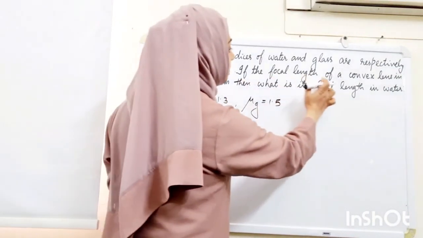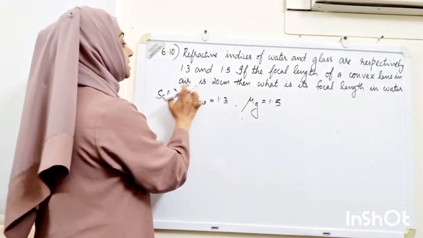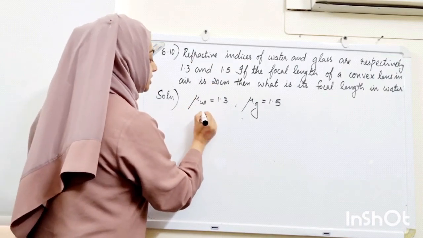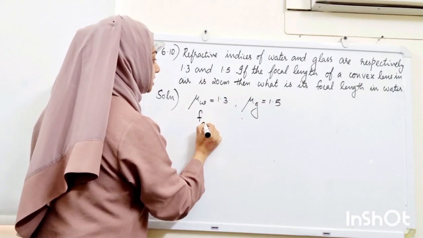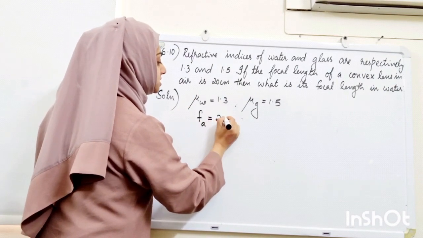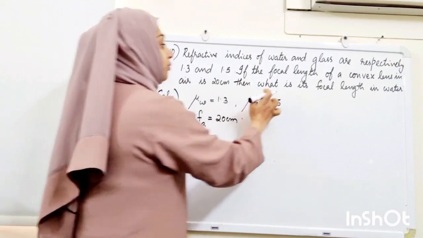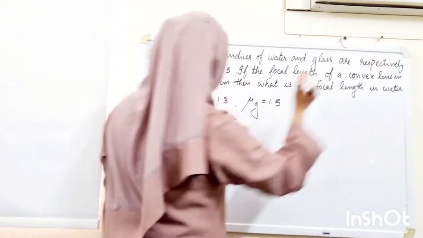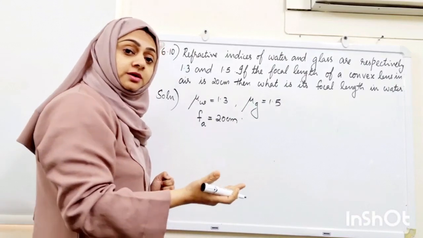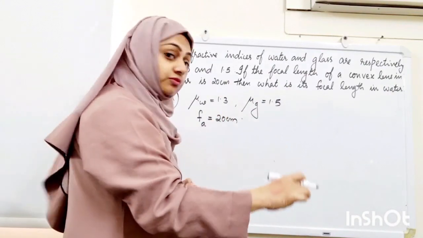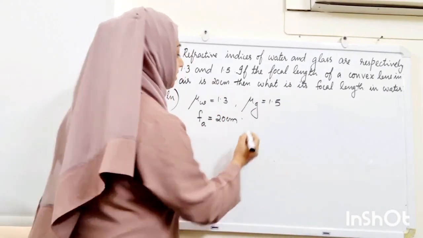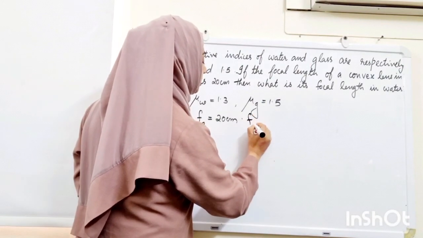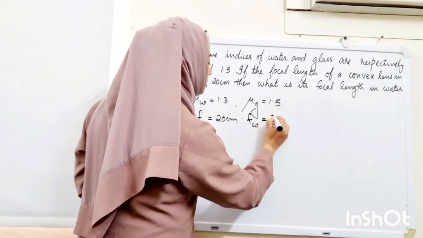If the focal length of a convex lens in air is given as 20 centimeter, what is the focal length in water? So if we keep the lens in water, what will be the focal length? So the focal length of the lens in water is what?